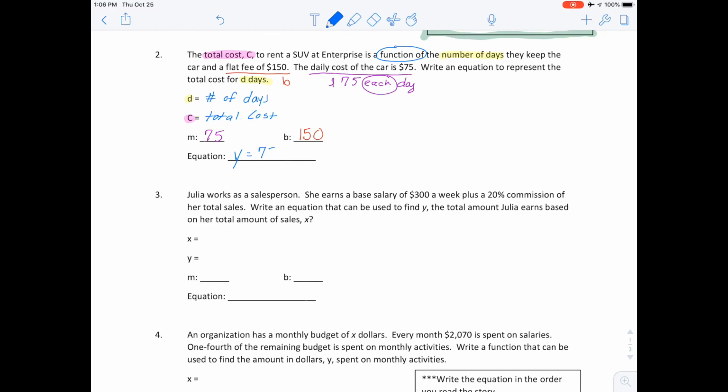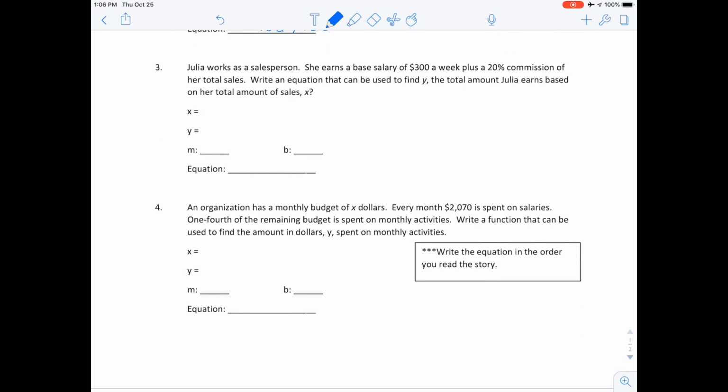Y equals 75. Oh, I don't want to use X this time. We have a D. Same thing. I'll change that Y in a second. Plus 150. So again, I shouldn't be using Y here. The variable for the total cost was C. So there's our equation. All right, number 3.